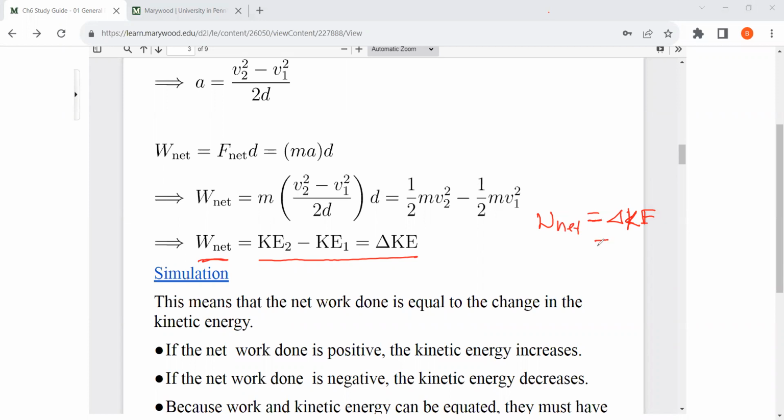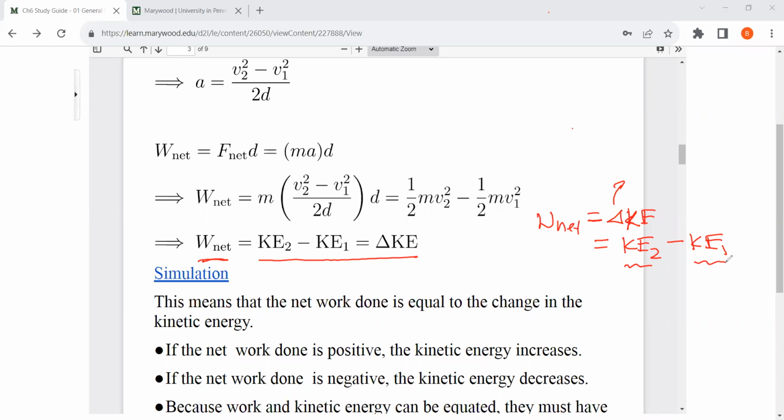Or change in kinetic energy should be final kinetic energy minus initial kinetic energy. So remember, the change or the delta of some quantity is equal to the final quantity minus initial quantity. It is always true for any change in quantity. So what we see here from the simulation is that the net work done is equal to the change in kinetic energy, final kinetic energy minus initial kinetic energy.